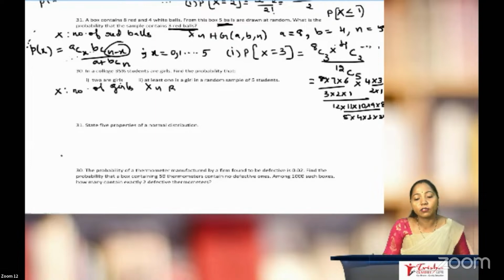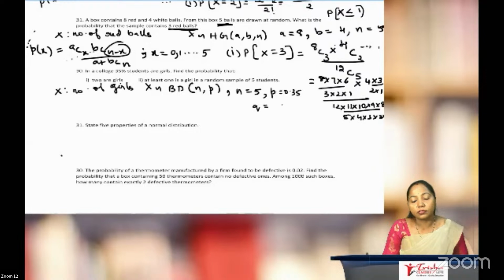So this X follows binomial distribution with 2 parameters, N and P. N will be number of students selected, sample size. How many students are selected? 5. N will be 5, correct. P is a probability of girls or proportion of girls, percentage of girls. What is P? What percentage of girls are given? 35%, that is 0.35. So Q will be the probability or the percentage of boys. That is 0.65, right.